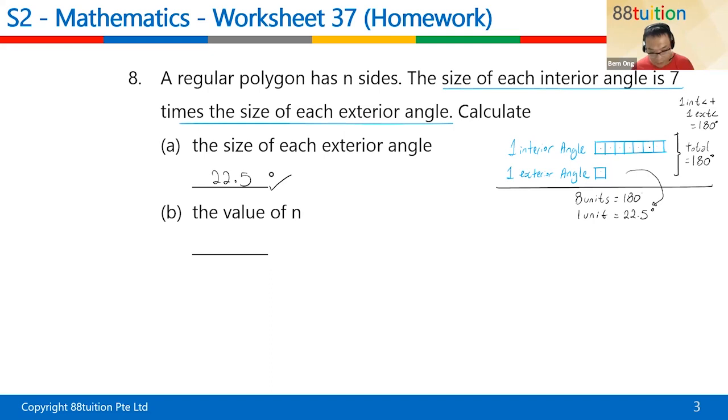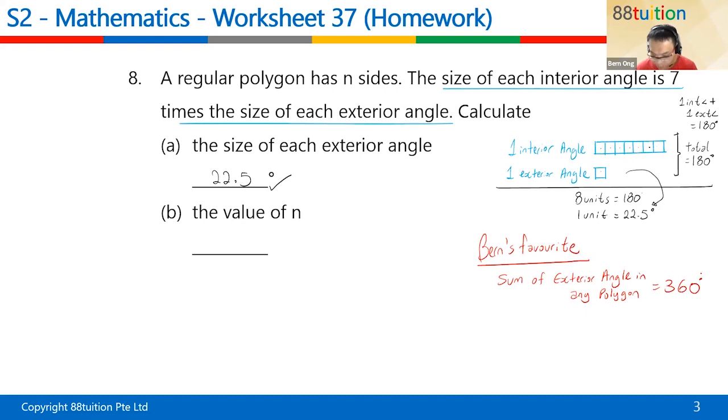All right. So once you can find 1 exterior angle, there's another formula that you need to remember. This is Burn's favorite formula. Which is what? Sum of exterior angles in any polygon is equal to 360. Any. So if one of them is 22.5, all the exterior angles must add up to 360.